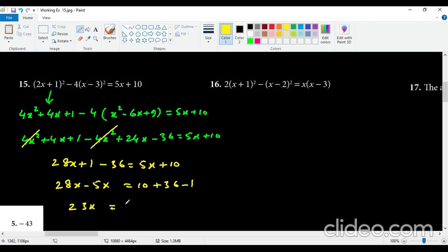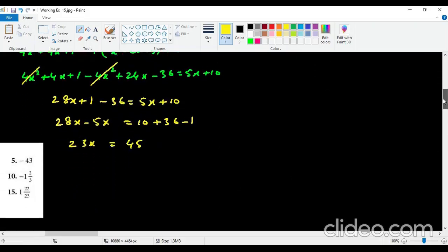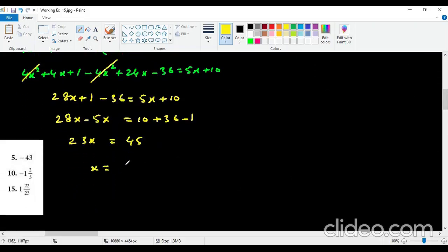45. Now, as we can see, x equals 45 over 23. Let's see what the answer for question 15 is. This one, 1 whole 23 over 22, is going to be your answer for this question.